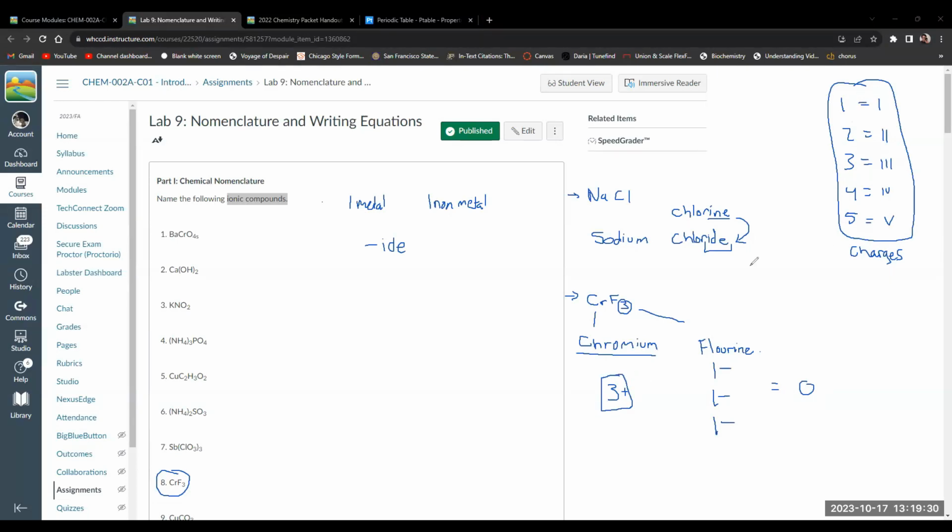A lot of students would want to say chromium 1 fluoride, but that indicates that chromium has a 1 charge, and that's not true. So what we really want to write is chromium 3 fluoride. So that's how we would name this one.